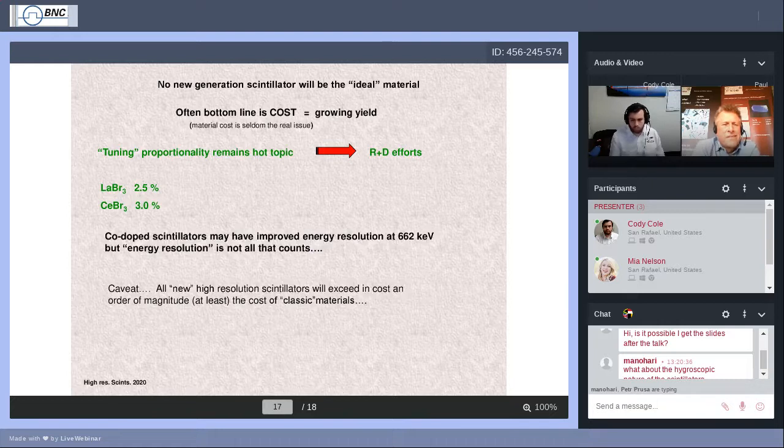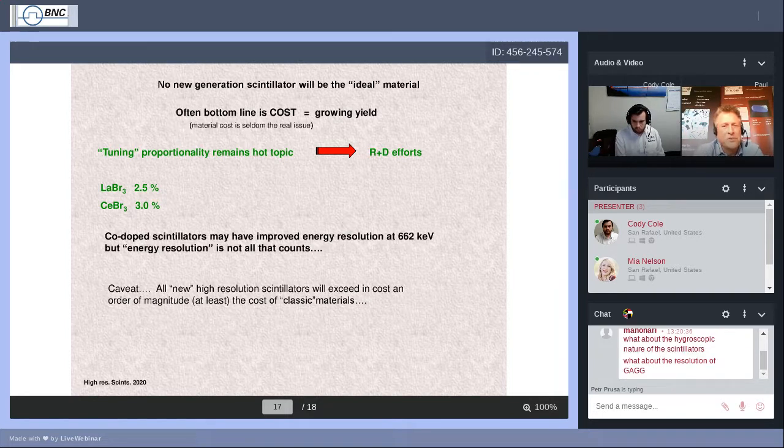We shouldn't forget that I don't think that there is a new scintillator that is the ideal material. There are always some disadvantages. The bottom line is often the cost, and cost is related to growing yield, which means how many chemicals we have to use in producing actual pieces that we can use for our instruments. The material cost is seldom a real issue. So materials that are difficult to grow, like cerium bromide or lanthanum bromide or LBC, will always be pricier than classic crystals.